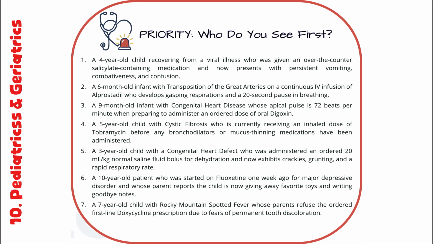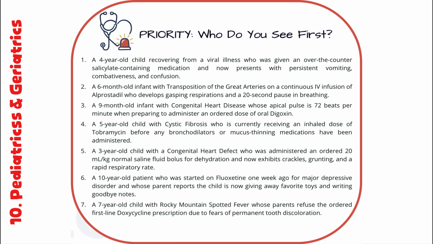Here is the breakdown for the rest of the critical traps on your screen. A 9-month-old with congenital heart disease whose apical pulse is 72 before an ordered dose of oral digoxin. 72 is fine for this age group. The adult threshold of 60 doesn't apply, so this dose can proceed, making this a lower priority stable scenario relative to the others.